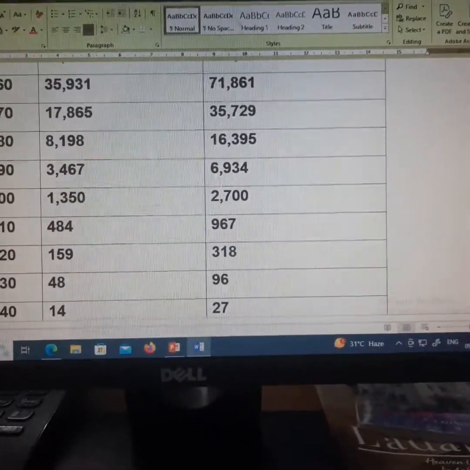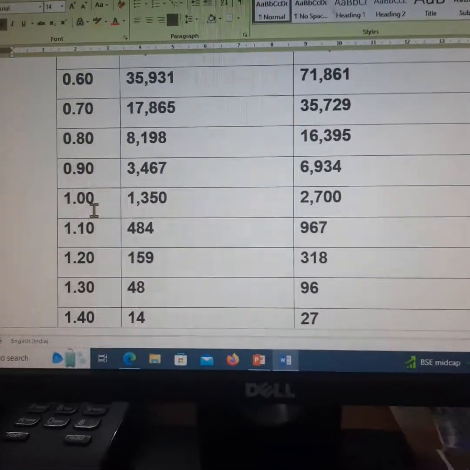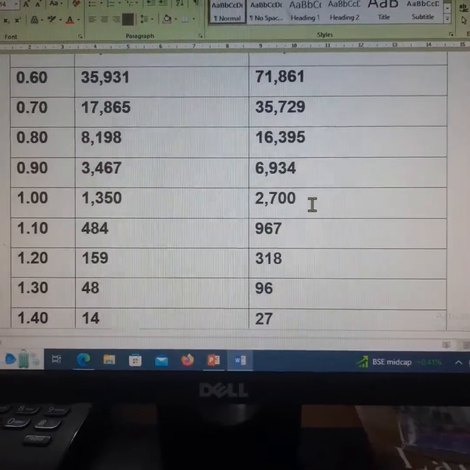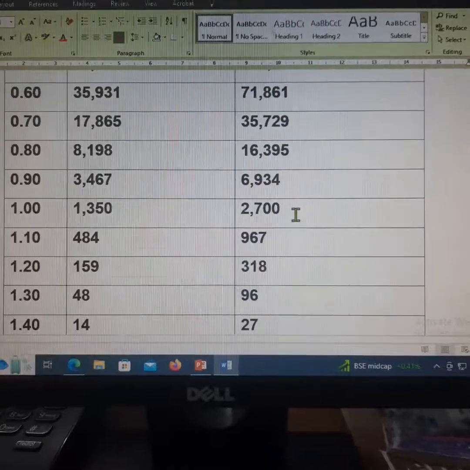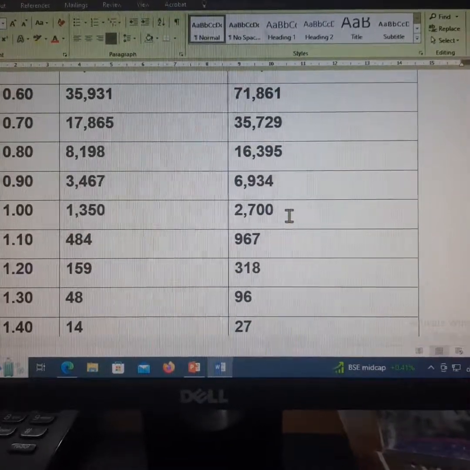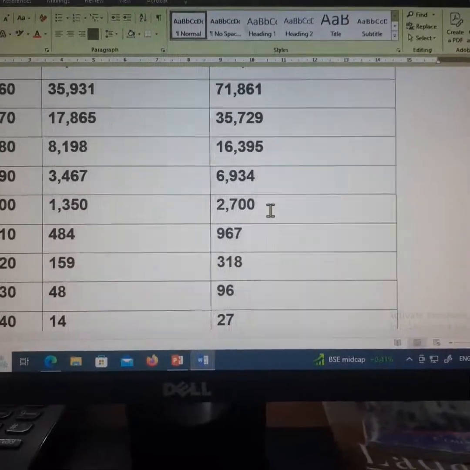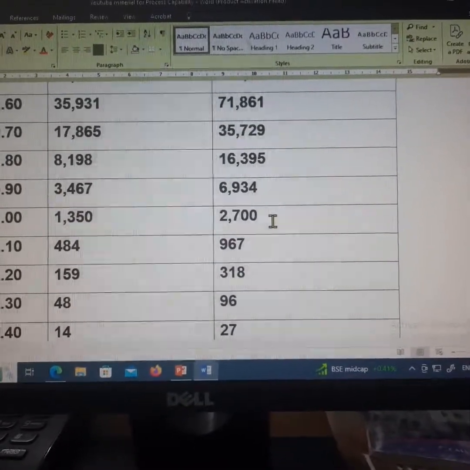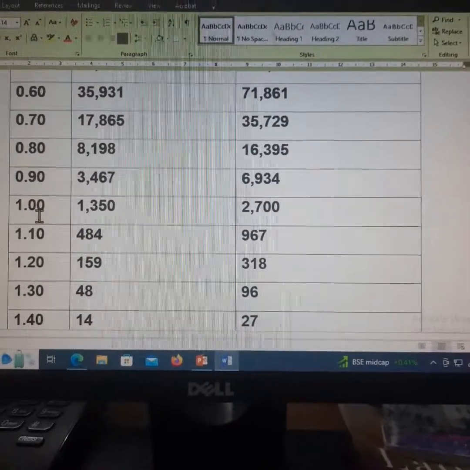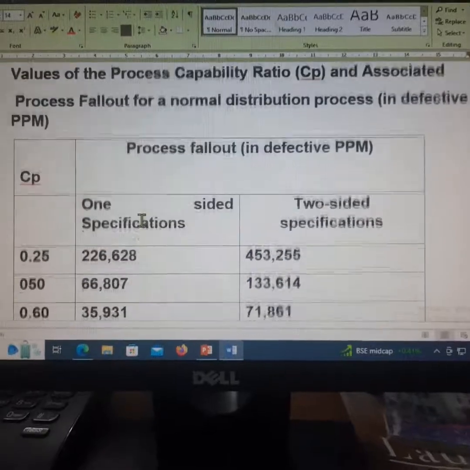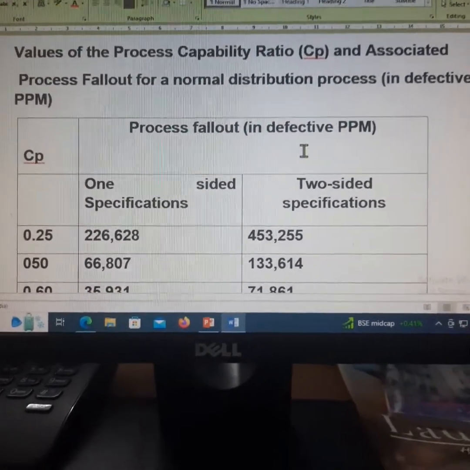This table relates the Cp value or PCR value with the ppm defect. We got the value of PCR as 1 for our example. So what is the ppm defect? 2700. If you manufacture 1 million shafts, 2700 of them are likely to fall outside the two limits. So the ppm defect for this example is 2700, since it has a PCR value of 1. This comparison between the PCR and the ppm defect is applicable only for a centered process.